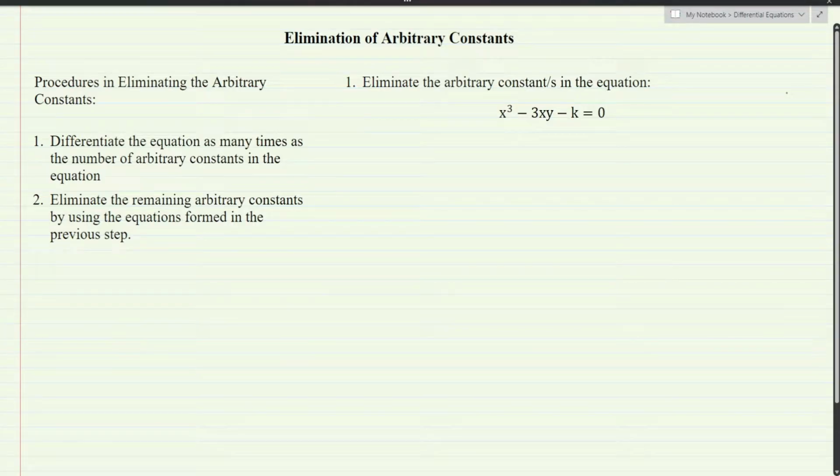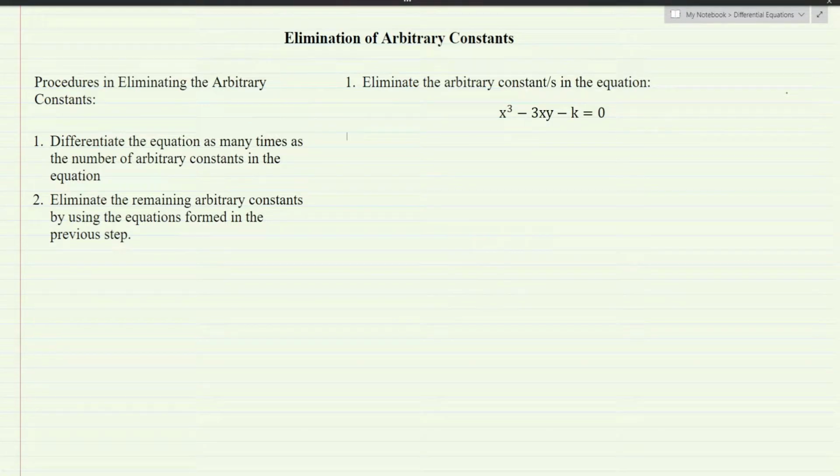Hi guys, so today we're gonna be eliminating arbitrary constants from different equations so that we can get their equivalent differential equation. Now the steps here in eliminating arbitrary constants are very easy. The first step is to count the number of arbitrary constants present in the equation, and that will tell us how many times we will differentiate our equation.